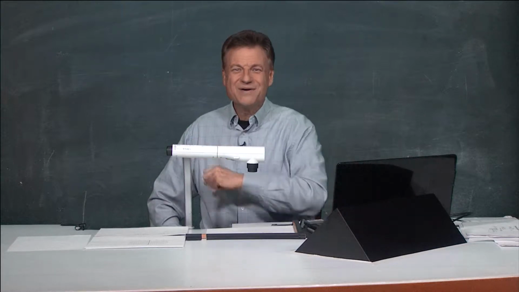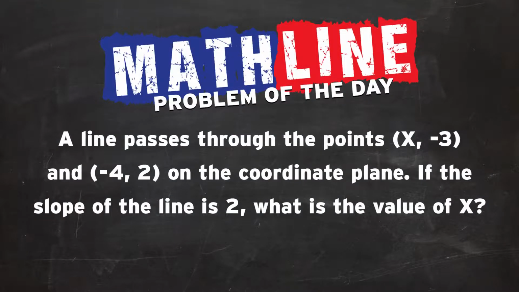Let's take a look at the problem of the day. Today's problem of the day is a little bit more difficult than some that we've had in the past. Not so much that it's a hard concept, it's that we're going to have to work a problem in reverse using slope. So let's see, we've got a line passing through the points (x, -3) and the other point (-4, 2). Both these are on the coordinate plane, so we'll look at a graph in a little bit. If the slope of the line is 2, what's the value of that x?